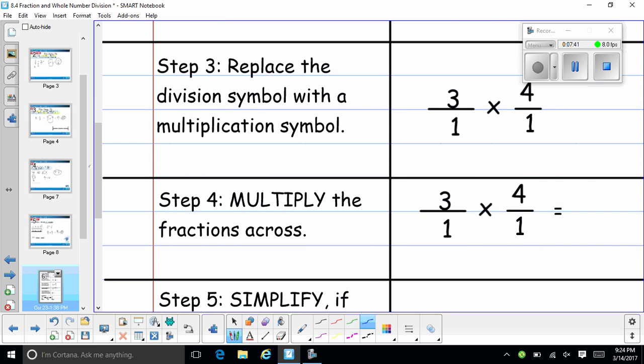Step 4, multiply the fractions across. So 3 times 4 equals 12. 1 times 1 equals 1. Once you have this copied down, continue to hit play.